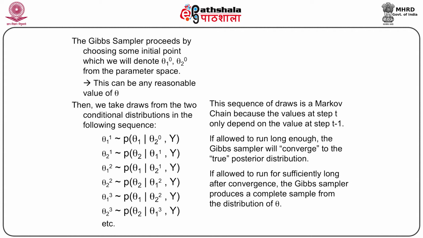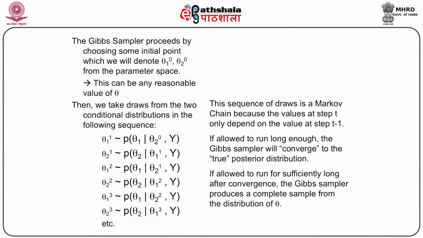Then θ2 superscript 1 is drawn from the probability distribution of θ2 given θ1 superscript 1 and y, and θ1 superscript 2 is from θ1 given θ2 superscript 1 and y. θ2 superscript 2 will be θ2 given θ1 superscript 2 and y, and θ1 superscript 3 will be θ1 given θ2 superscript 2 and y. θ2 superscript 3, at the third iteration stage, is θ2 given θ1 superscript 3 and y.